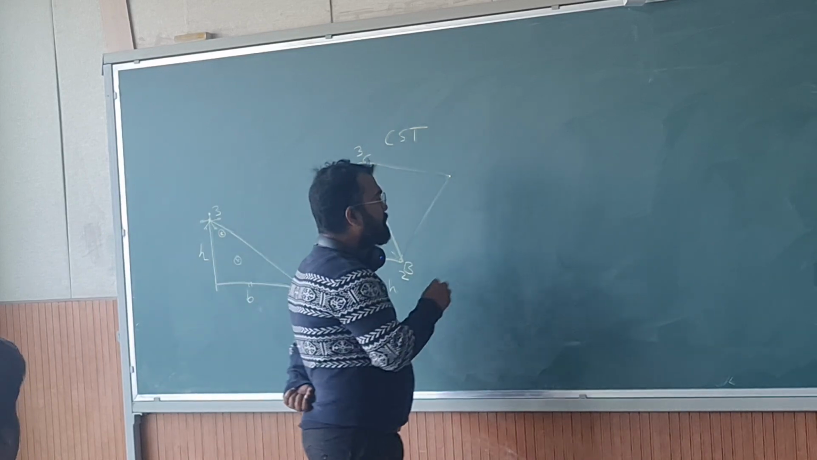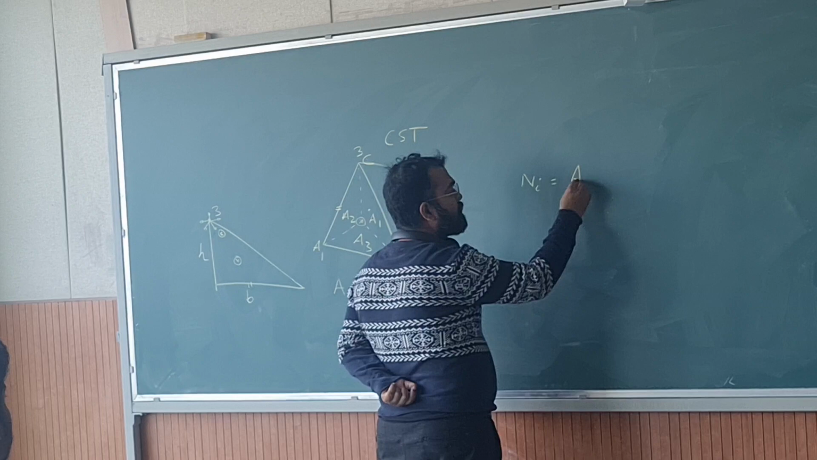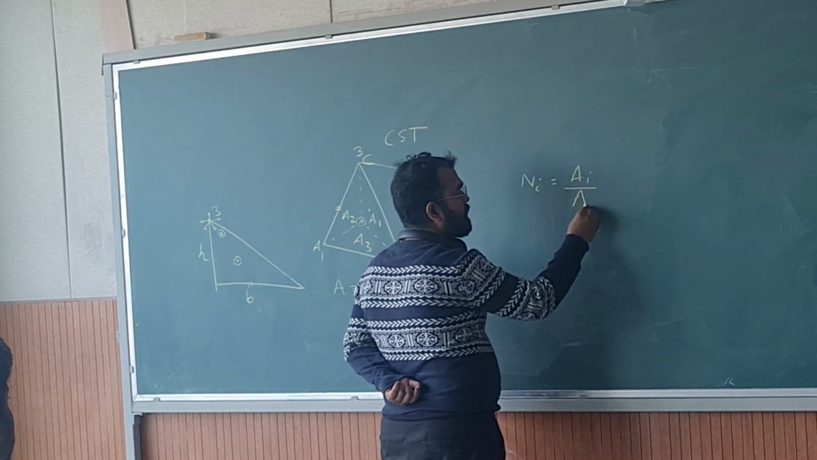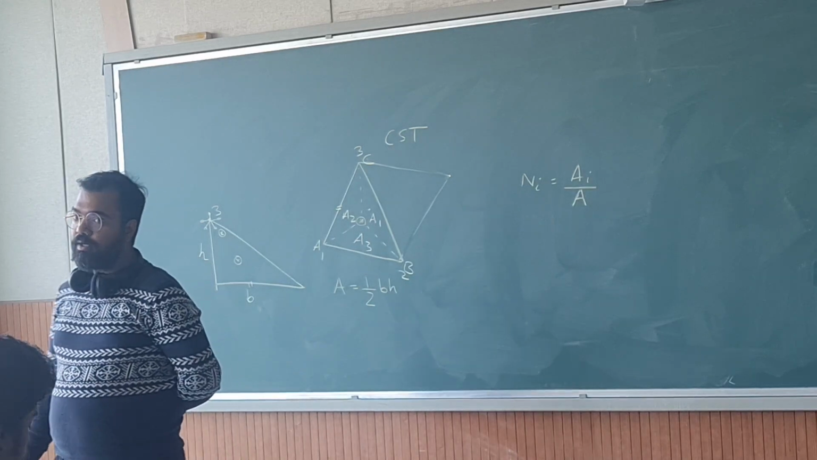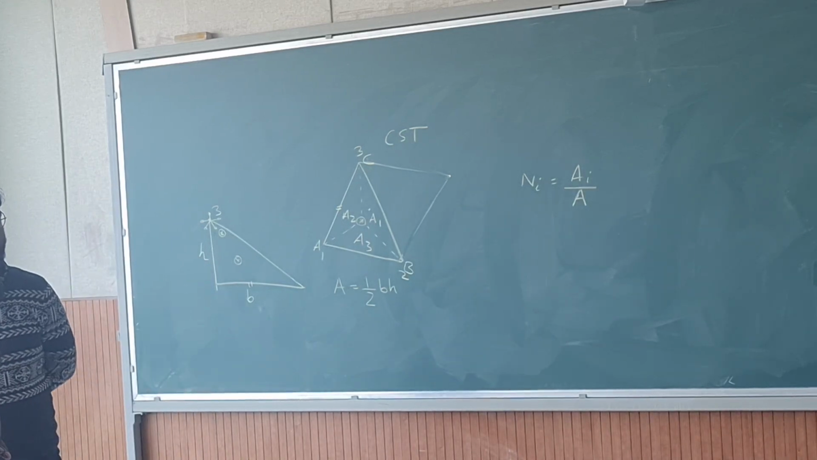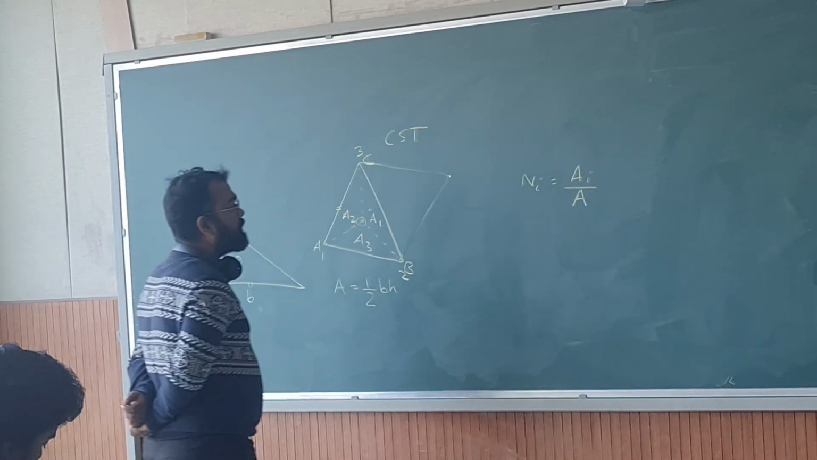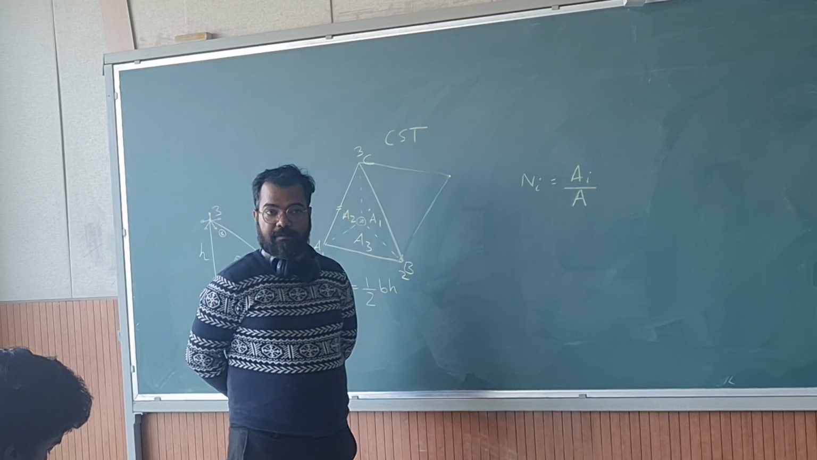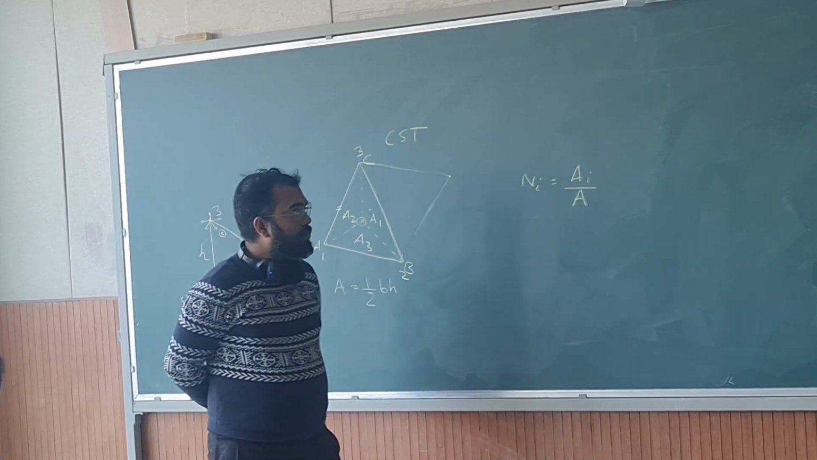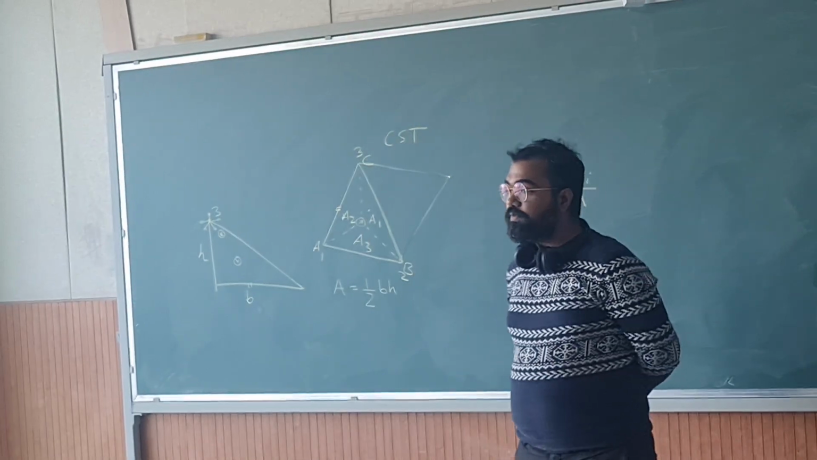So then I can define the shape functions as the fraction of area which is formed by that point, because any point will be dividing it into 3 areas. So in this case, the shape functions will be the area fraction. And this is in absolute terms.